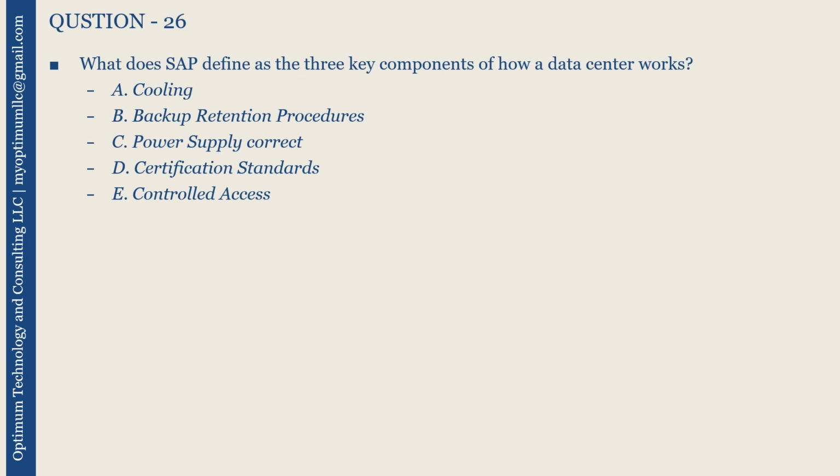Question 26. What does SAP define as the three key components of how a data center works? A. Cooling. B. Backup retention procedures. C. Power supply. D. Certification standards. E. Controlled access.